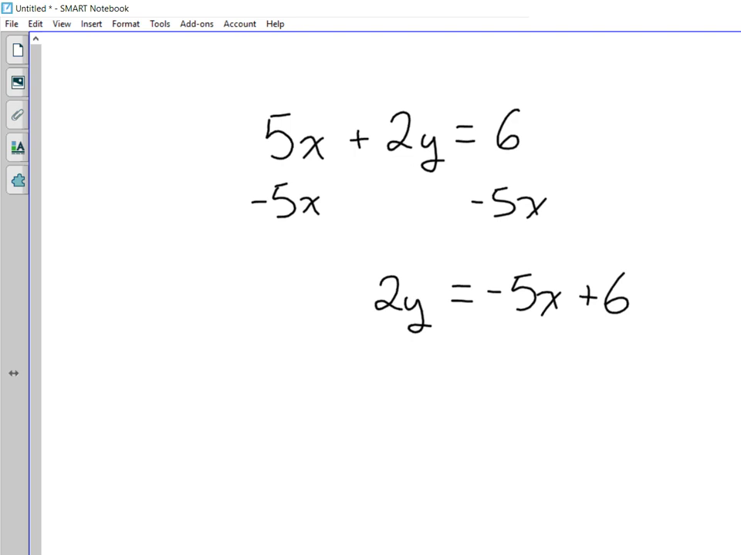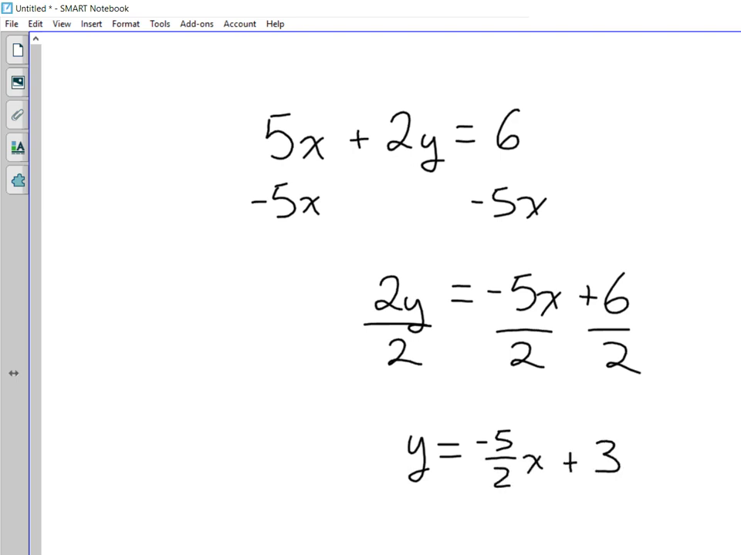Now what do I do? Divide by 2. Negative 5 over 2, is that reduced? No, it does not. Good. So negative 5 over 2 x plus 3. You see how that works? Two-step process. You move it, and then you divide it. And if you need to reduce, you reduce.